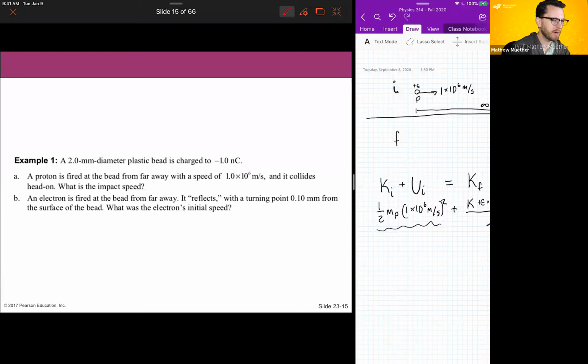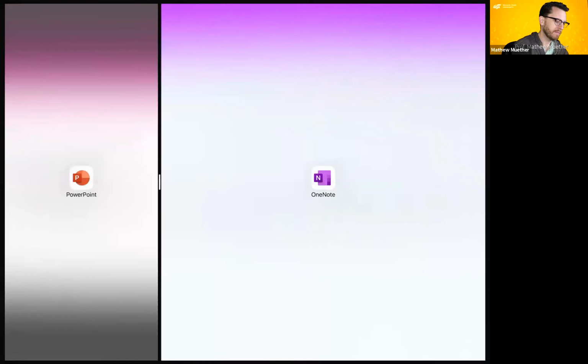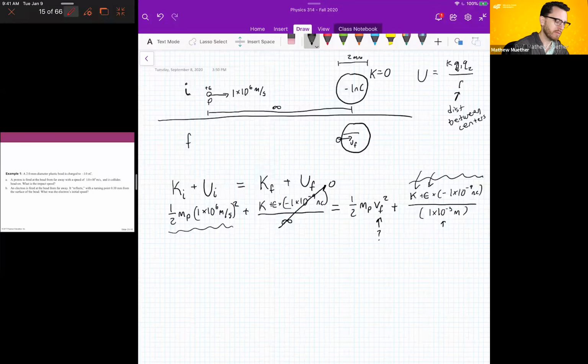What's the second part of this example? The second part says an electron is fired at the same bead from far away. And it says it reflects with a turning point 0.1 millimeters from the surface of the bead. Can we determine the initial speed of the electron? Okay. So this is a really similar problem.